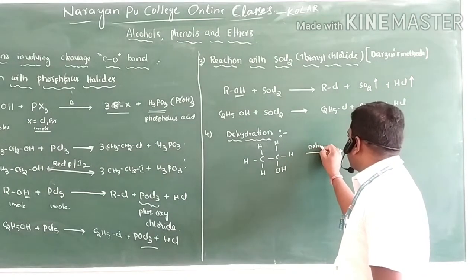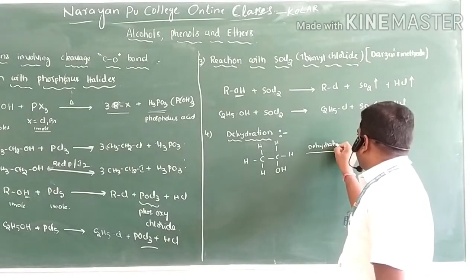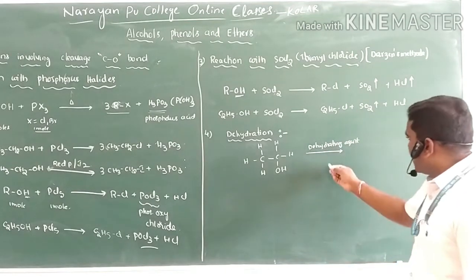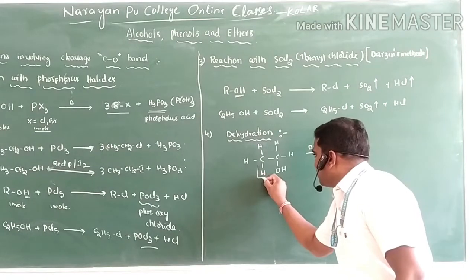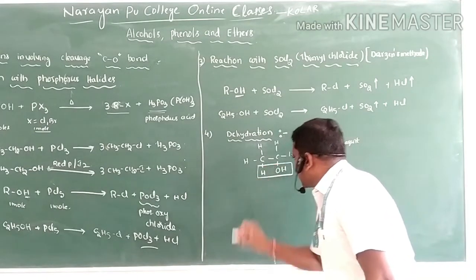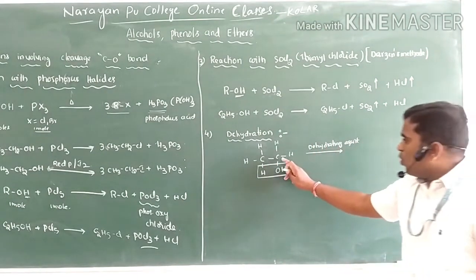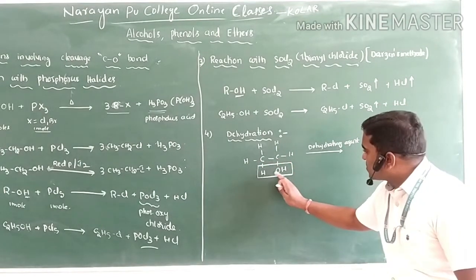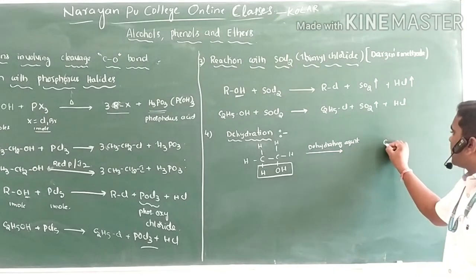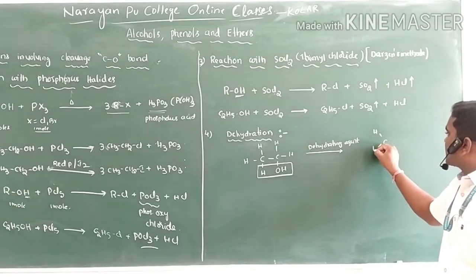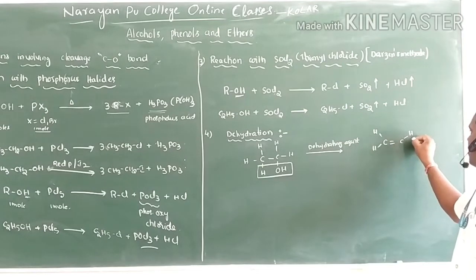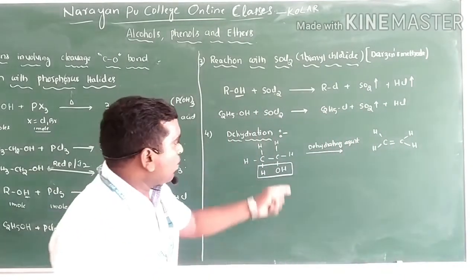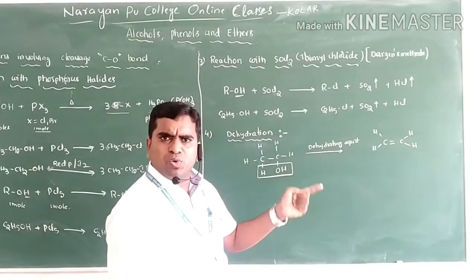Now I have to use dehydrating agent here and just heat it. Then what compound will you get? Elimination reaction, dehydration. The OH and H are removed from the adjacent carbons only. Two groups are removed here, and the single bond is converted into a double bond. Clear?